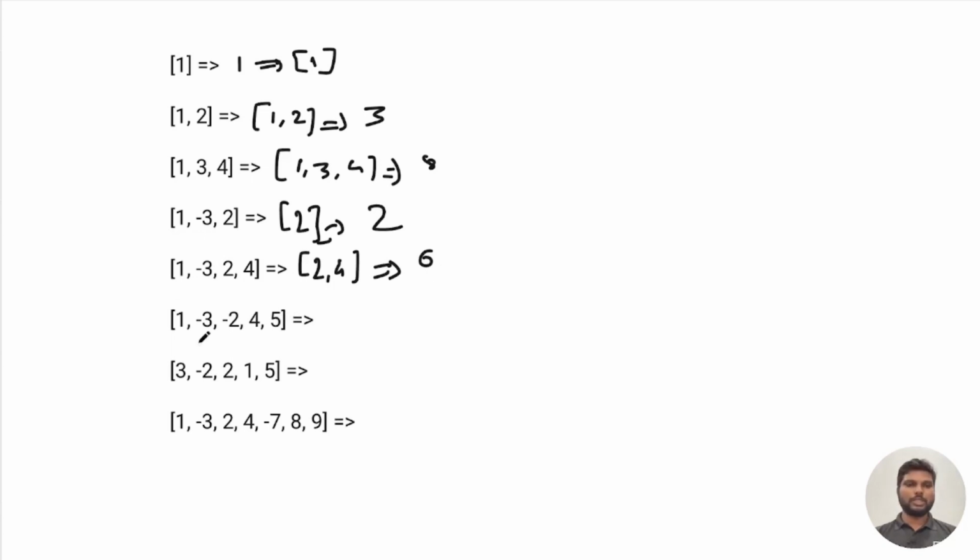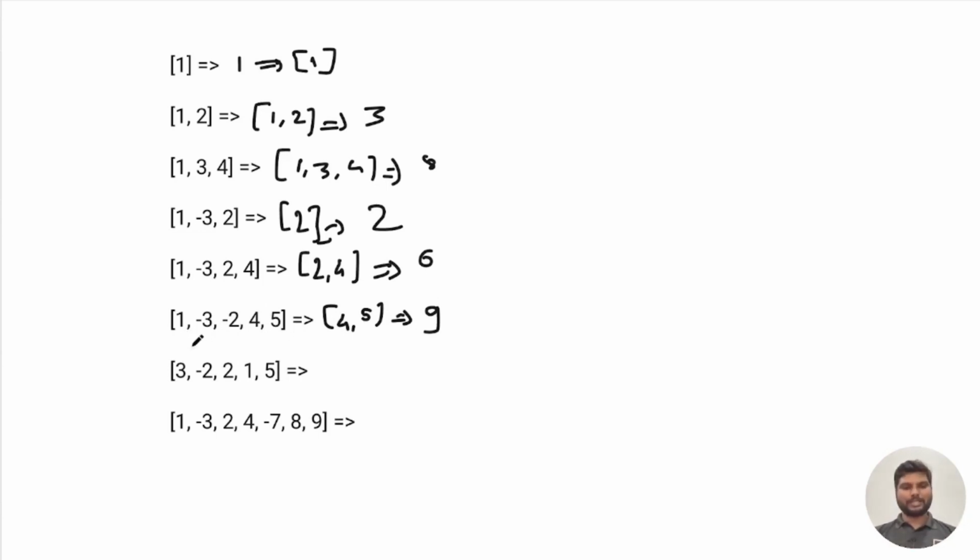Okay, now consider this example. Here what we have done is made 2 negative and added 5. What will be the maximum sum subarray in this case? The answer is obvious: the subarray with the elements 4 and 5, so the sum becomes 9. Why? If you add minus 2, it becomes negative. If you add minus 3, it becomes more negative. And if you add 1, it becomes slightly positive, but still less than the overall 9.